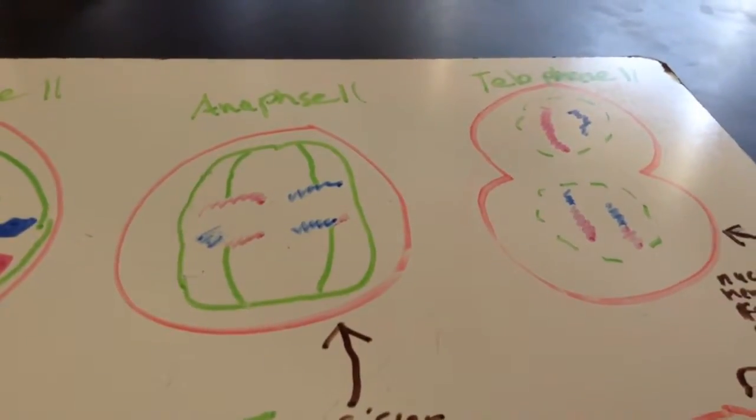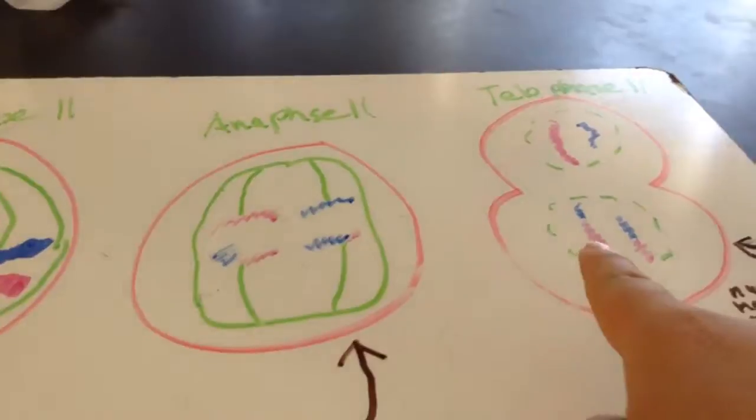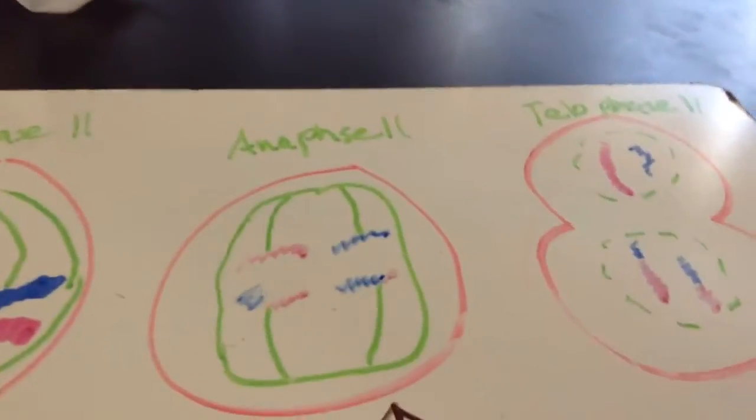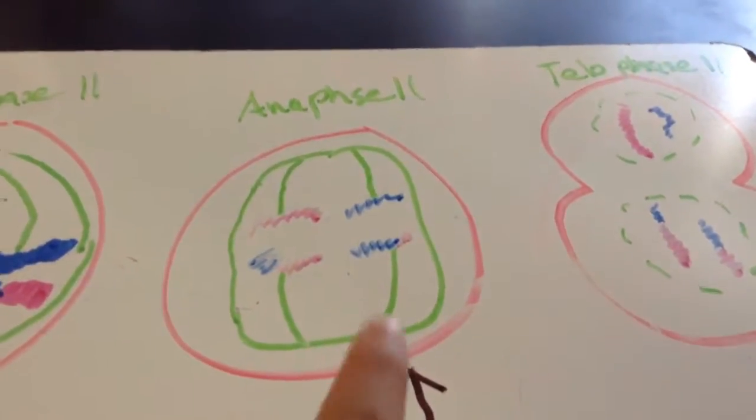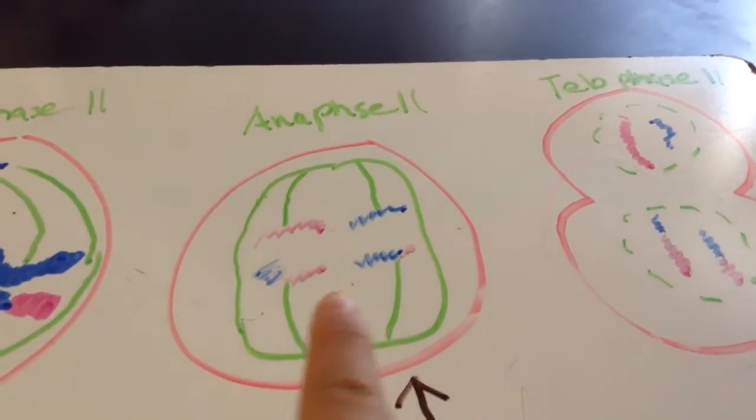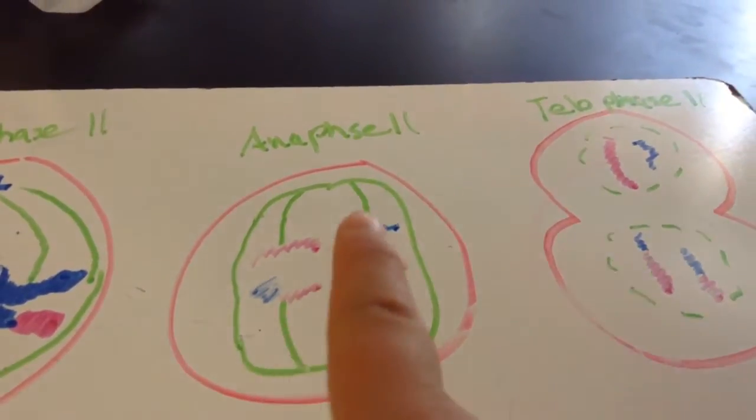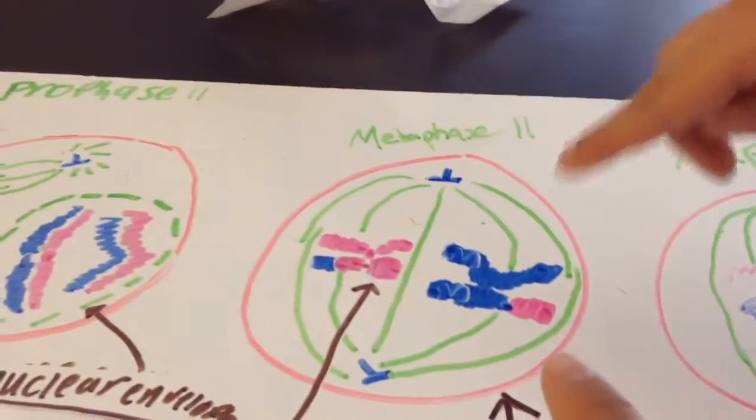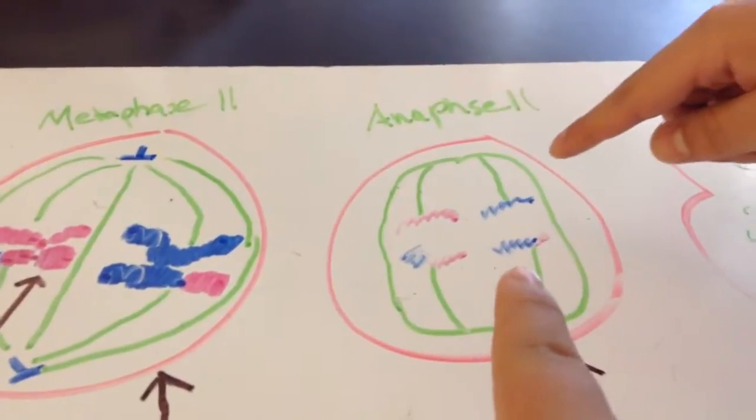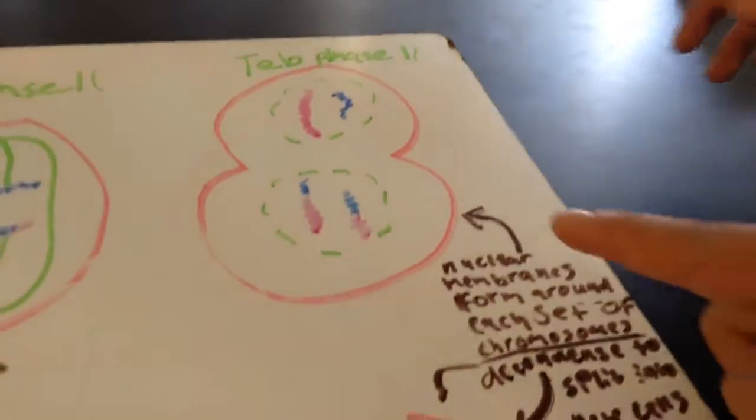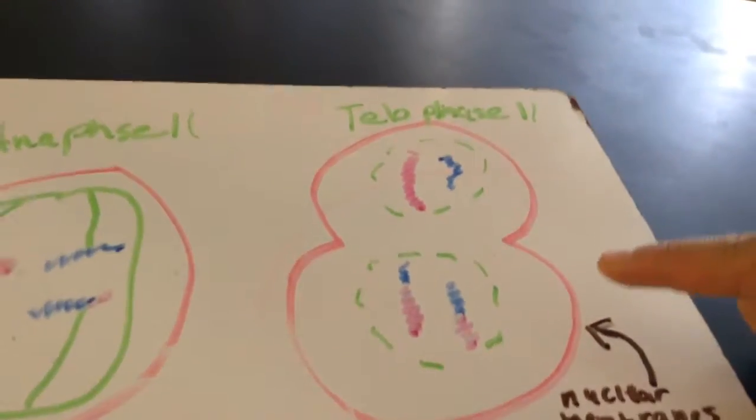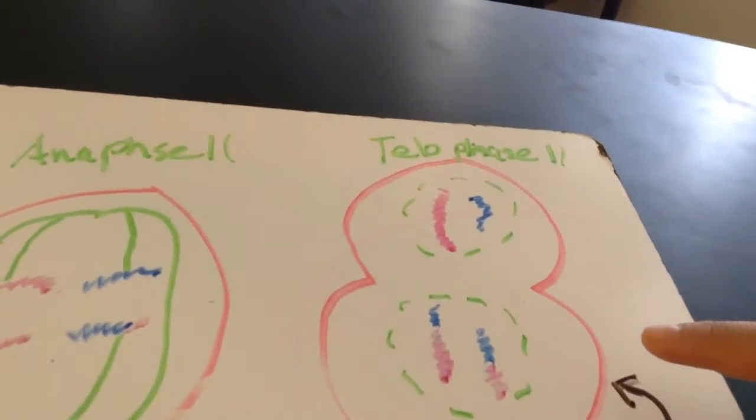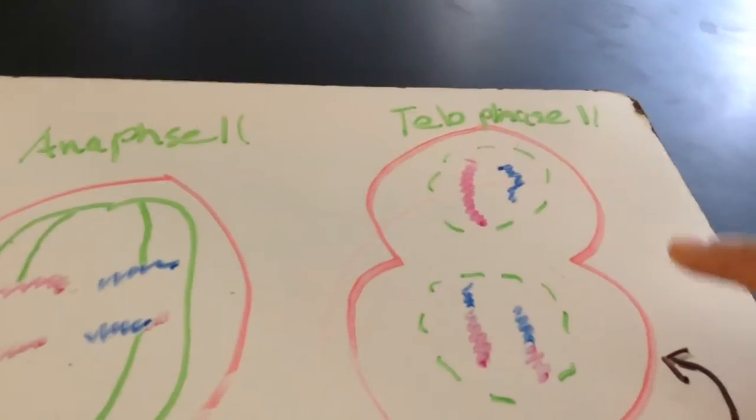So after metaphase 2 comes anaphase 2. And in anaphase 2, the sister chromatids separate and are pulled towards the opposite poles of a cell. So as you can see, back in metaphase 2 they were together, and this is when they're apart. After anaphase comes telophase, and it's when the nuclear membrane forms around each set of chromosomes and decondenses to split into new cells.